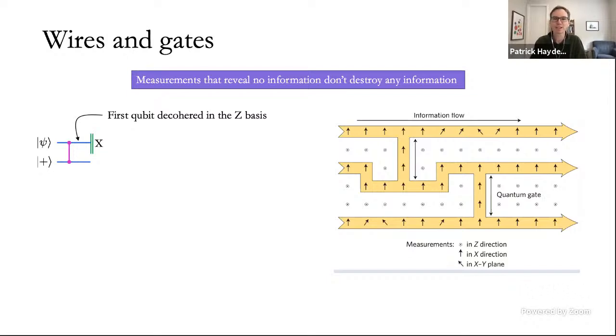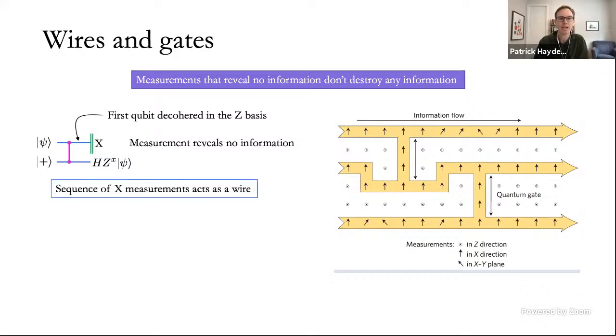And it's one of those basic facts about quantum information that measurements that reveal no information, at least in the Church of the Larger Hilbert space picture, don't destroy any information. And so psi must survive this measurement and get propagated to the second qubit. And when you do the little calculation, the way that it gets propagated is that there's first a Hadamard gate, and then depending on the outcome of the measurement on the first qubit, there's a z or there isn't a z. And so a sequence of X measurements can act as a wire propagating quantum information to the right through the system. Here you can see the components that I've highlighted are acting as 3 wires propagating information from left to right.